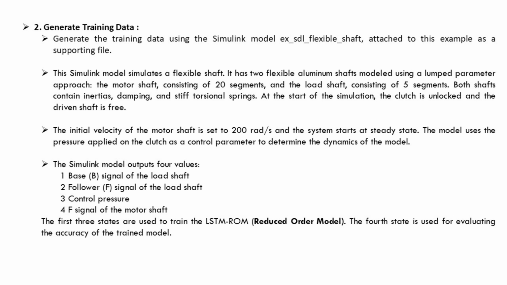At the start of the simulation, the clutch is unlocked and the driven shaft is free. The initial velocity of the motor shaft is set to 200 radian per second and the system starts at steady state. The model uses the pressure applied on the clutch as a control parameter to determine the dynamics of the model. The Simulink model outputs four values: 1, base, B, signal of the load shaft; 2, follower, F, signal of the load shaft; 3, control pressure; 4, F signal of the motor shaft. The first 3 states are used to train the LSTM ROM. The fourth state is used for evaluating the accuracy of the trained model.